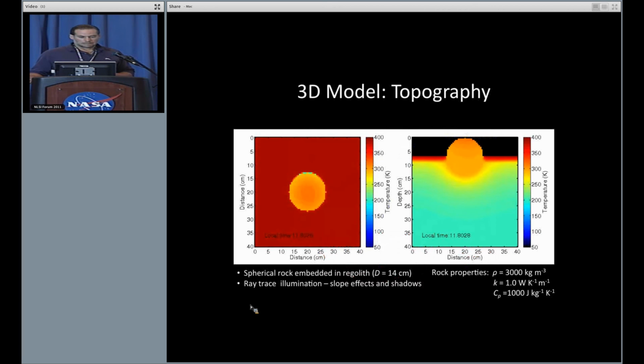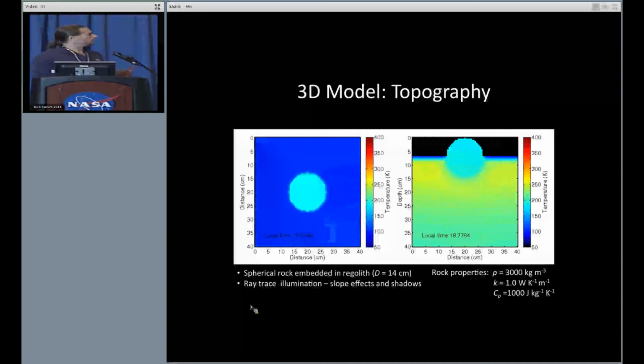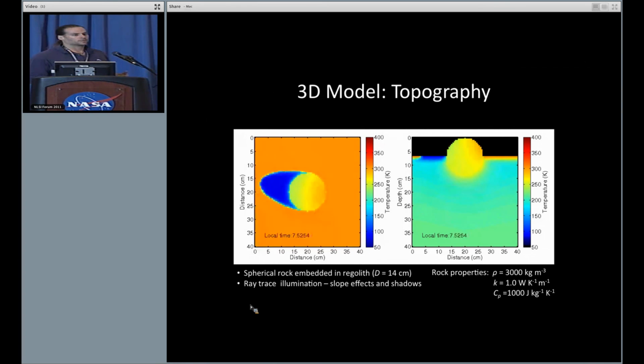So then the next step is in the model we added in topography and ray tracing, so we now start to capture shading and slope effects. And again, you can see the rock stays warmer during the night. So here we're using a spherical rock that's halfway out of the surface. And so now you can see the daytime temperatures will be affected as well.